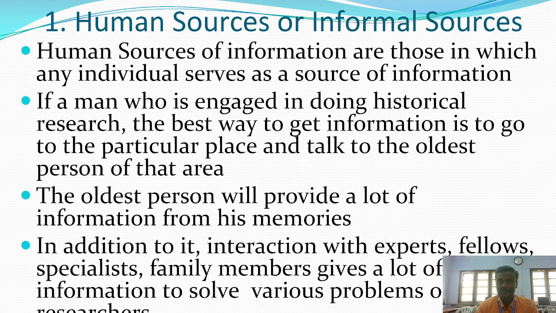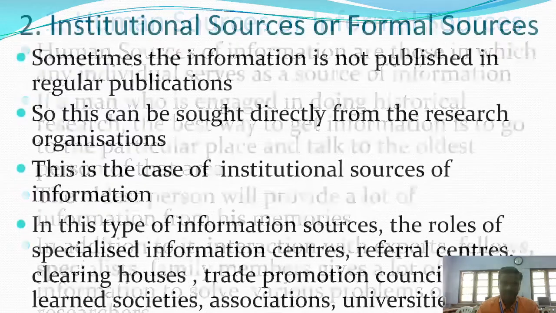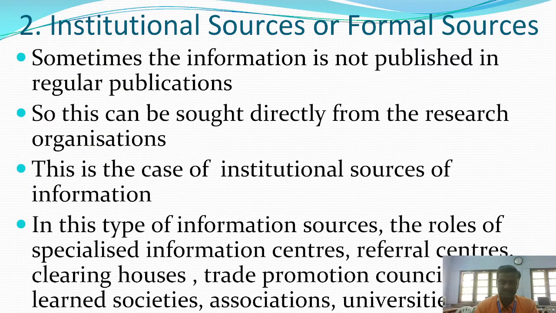Human sources of information are those in which any individual serves as a source of information. If a man is engaged in doing historical research, the best way to get information is to go to the particular place and talk to the oldest person of the area. The oldest person will provide a lot of information from his memories. In addition to it, interaction with experts, fellows, specialists, family members gives a lot of information to solve various problems of the researchers.